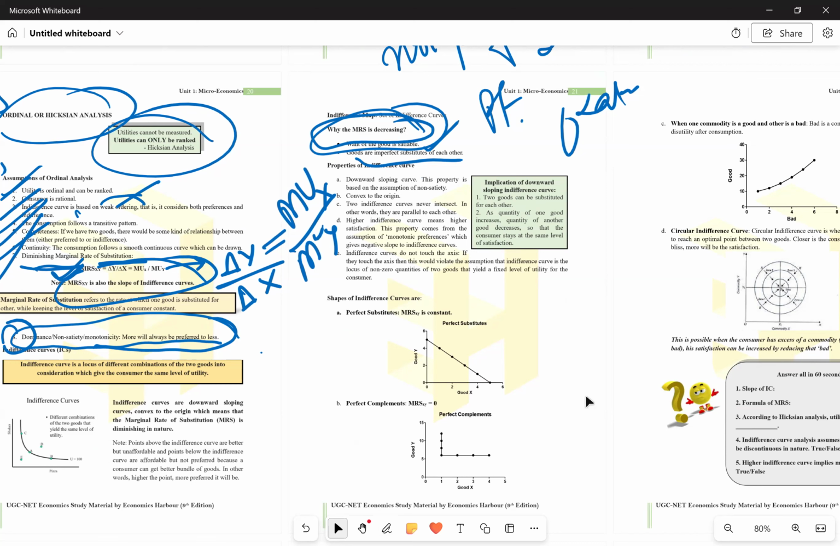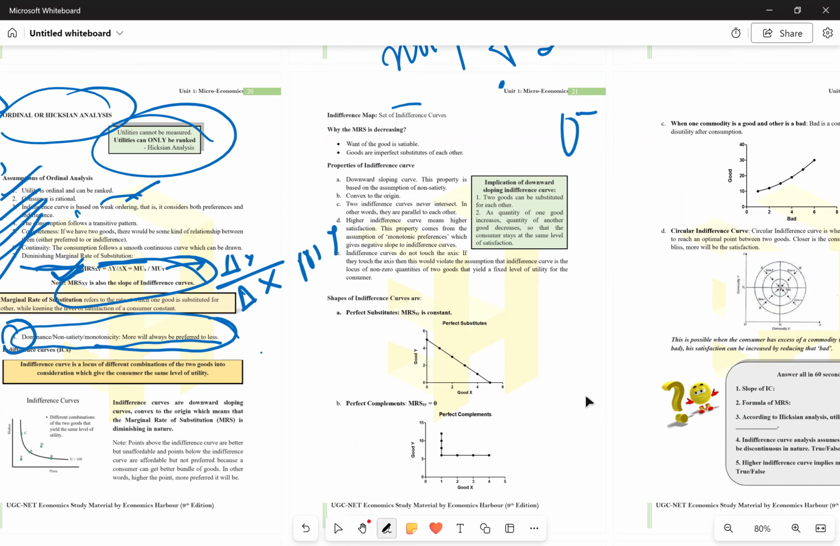Now, what are the properties of indifference curves? The first property is that they are downward sloping.